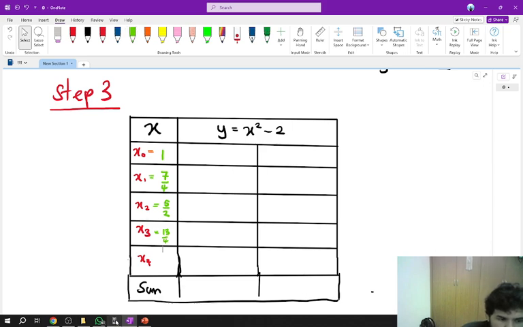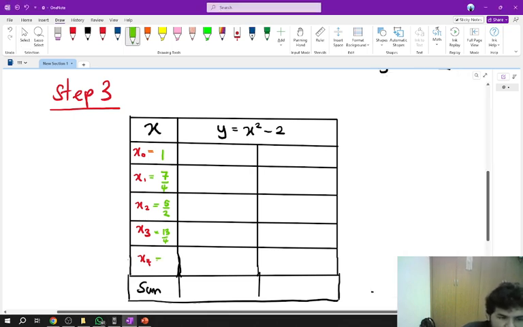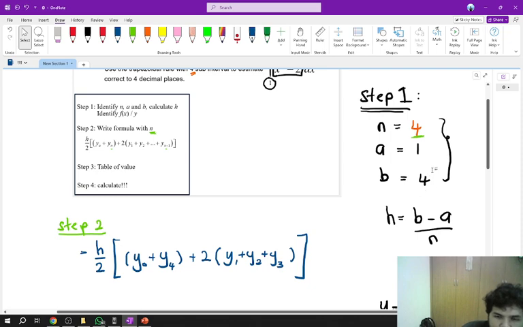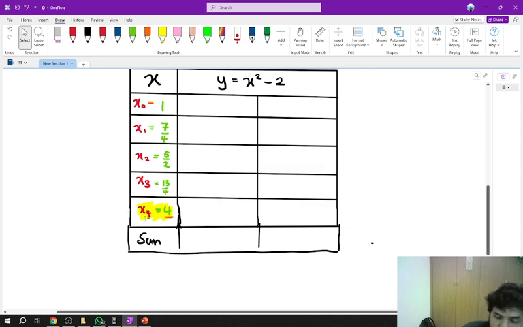And the last one, x4, we have 4. Last one. Alright, so to check whether your sequence is correct, just check the last part. Make sure your xn must always equal b. Remember, our b is 4, our upper limit. So make sure the value of xn in the last part must always equal b, which is 4 in this case.